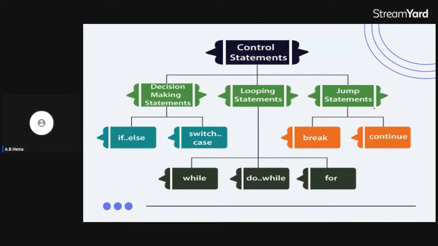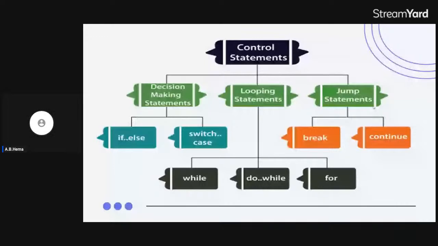Then we have jump statements, which are used to jump from one statement to another. There are two types of jump statements: one is break and the other is continue. People shouldn't get confused between break and continue. The break statement is used to terminate and exit a particular loop, but a continue statement terminates the execution of statements within the loop, not outside the loop, and then it continues the loop in the next iteration. So this is all about control statements.